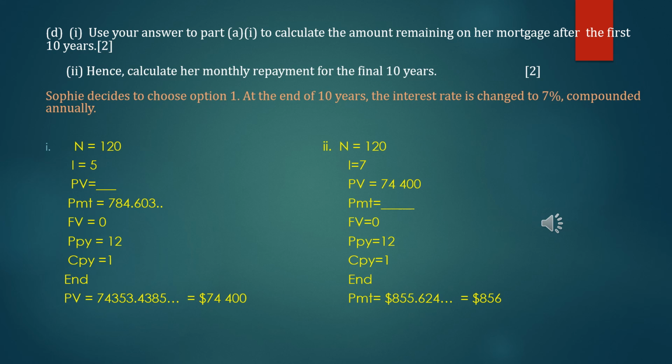This is the meaning of the hence in part 2. You have to use the previous answer, which is 74,400. We're looking for the monthly installment, and then all the rest are the same. This will give us a PMT of approximately equal to $856.